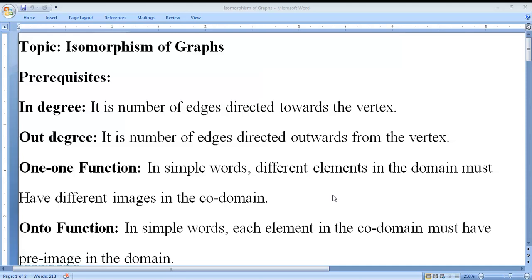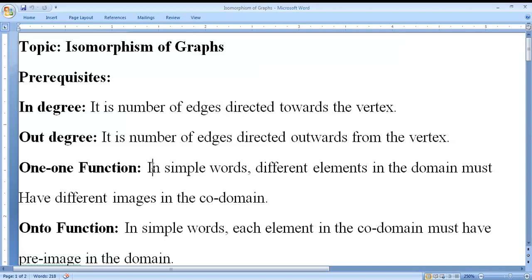Let us see what is the meaning of in degree of a vertex. In degree means the number of edges directed towards the vertex is called in degree of the vertex, and out degree means the number of edges directed outwards from the vertex is called out degree.